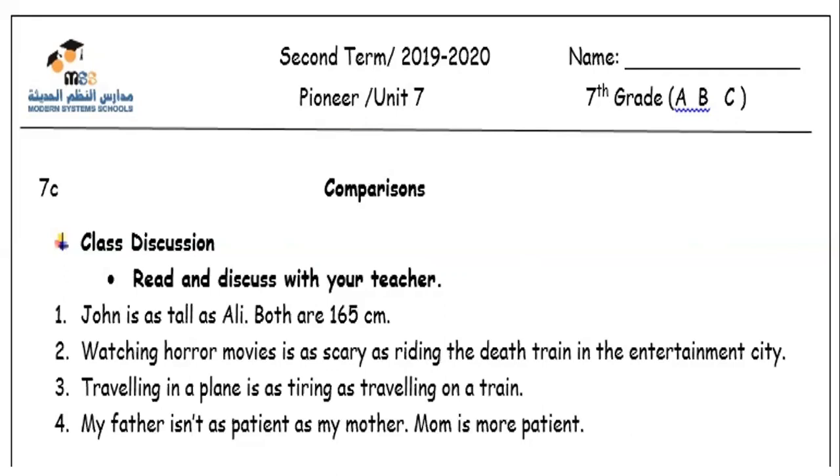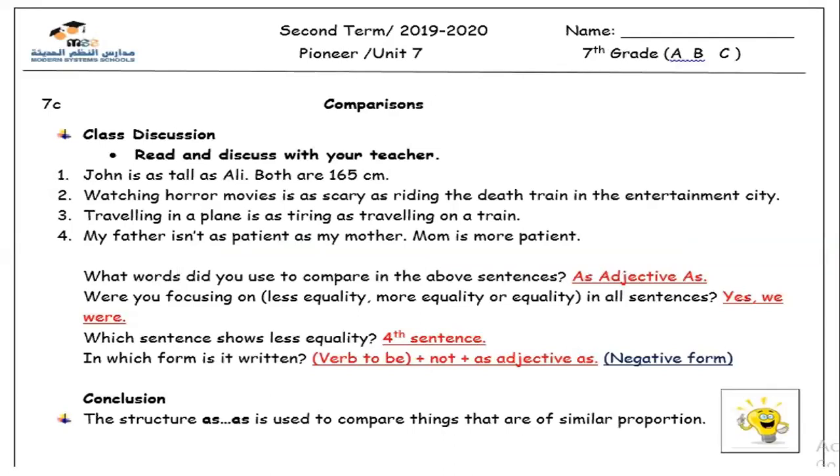But in the second sentence, my mother isn't as patient as my father, if I change "isn't as patient as" to "less patient than", we can see that it's not true, it's false. So in a negative form, the subject shows less equality and the object shows more equality, and don't forget that. I think it's obvious for you to answer these questions.